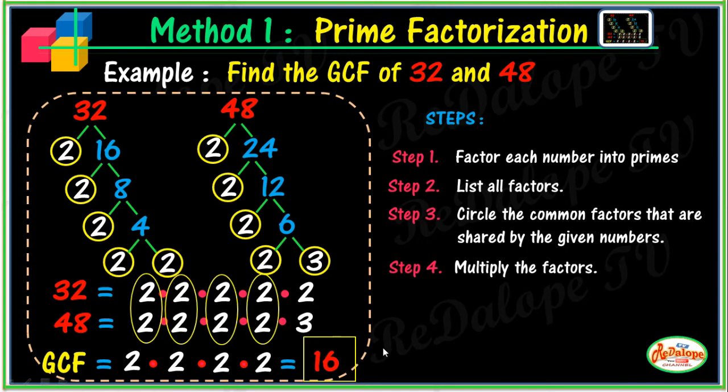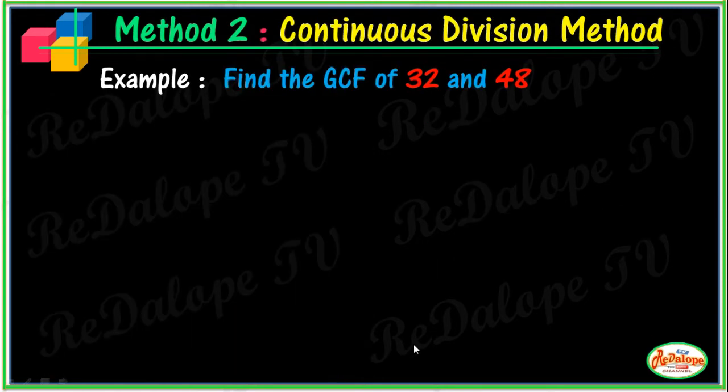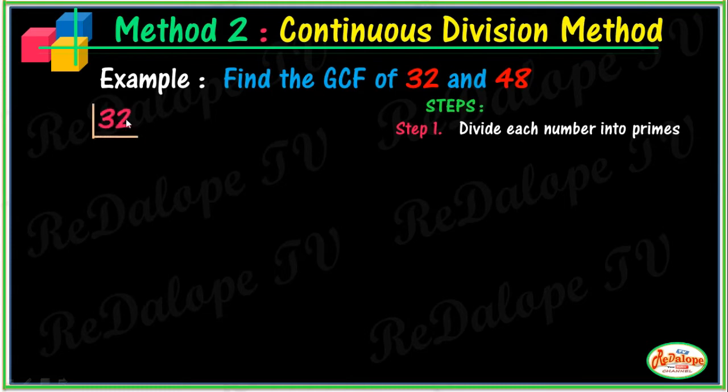Next step we have is the continuous division method. So we have the same problem, 32 and 48. The first step is we're going to divide each number into its prime. Again, we have the given number 32. 32 is an even number, so that is divisible by 2. So we find the quotient, 32 by 2, so that is 16.